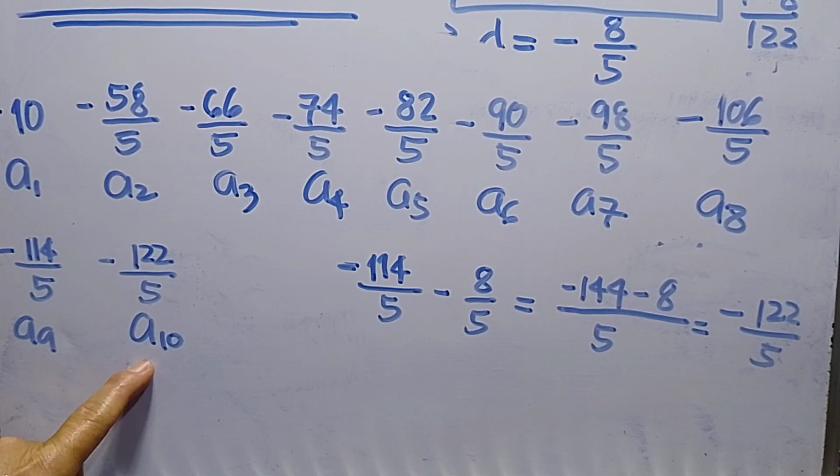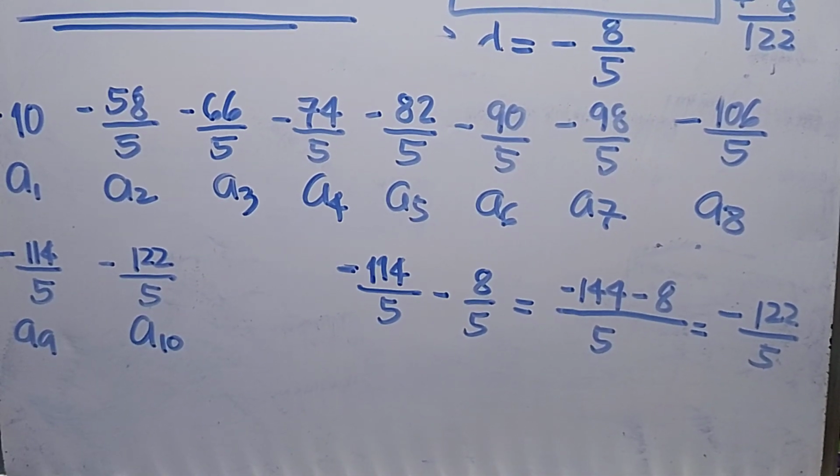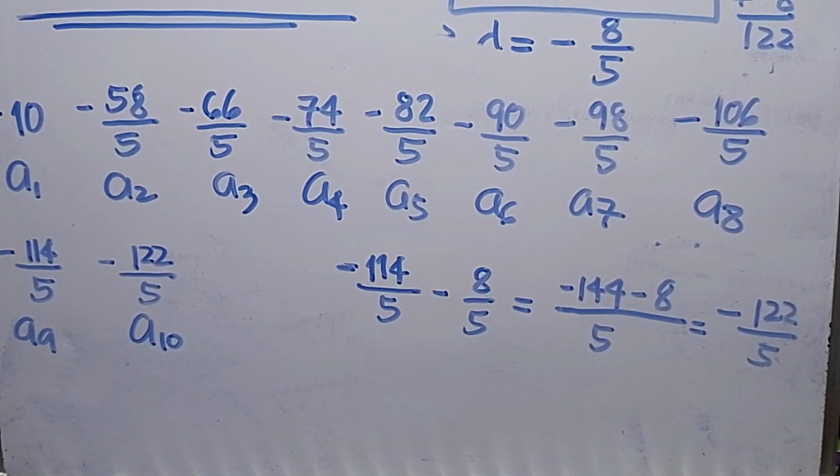So, A sub 10 is the same as the computation: negative 122 over 5. That's all for this topic.